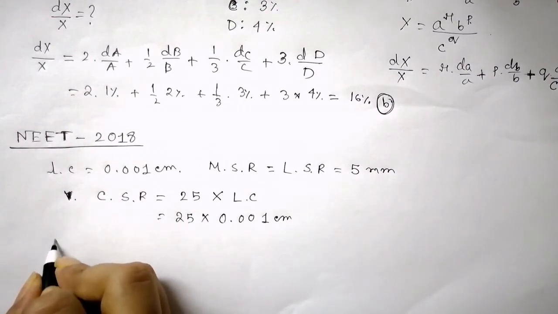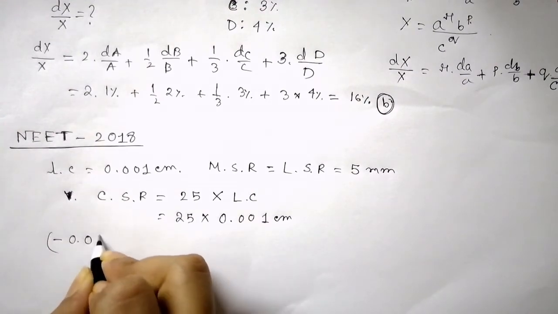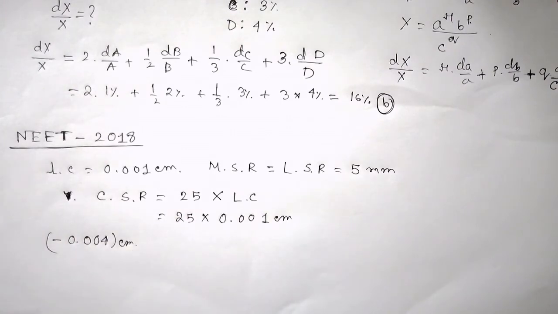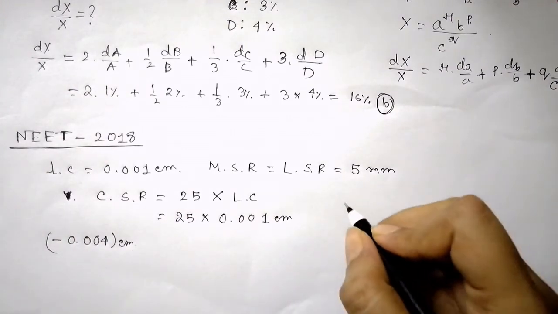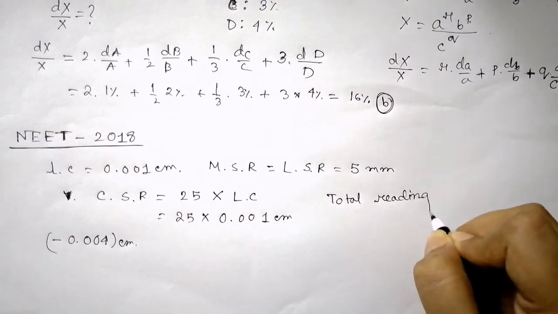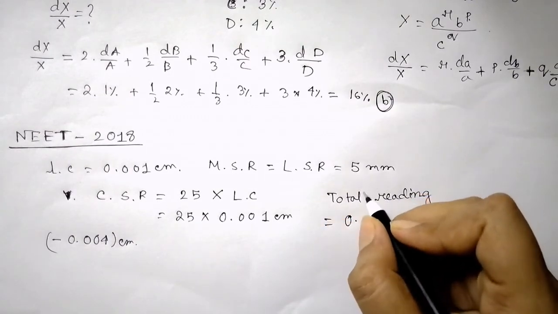Now the error is given negative, 0.004 centimeter. So what will be the total reading? Total reading is equal to main scale reading. It is given in 5 millimeter.